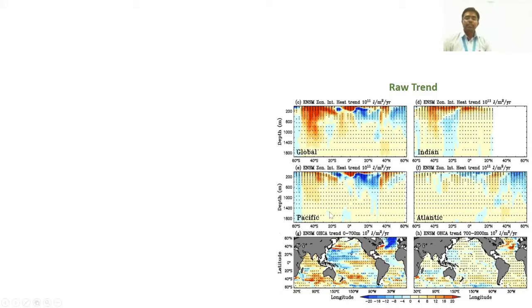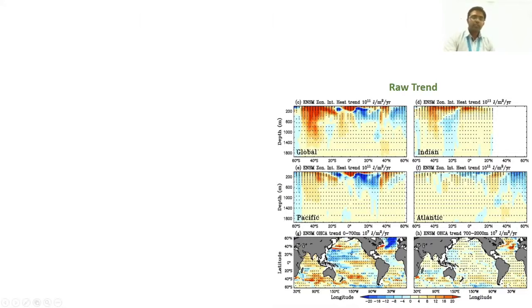So this is the raw trend that I already showed, from the simple linear regression analysis, and we can see that there is a strong dominance of ENSO, which is present in the upper 700 meter spatial pattern along the equatorial Pacific. This kind of signal gives some kind of aliasing effect within the shorter ocean record.